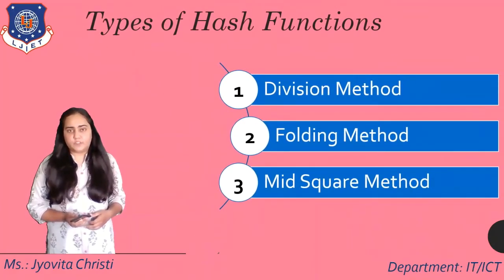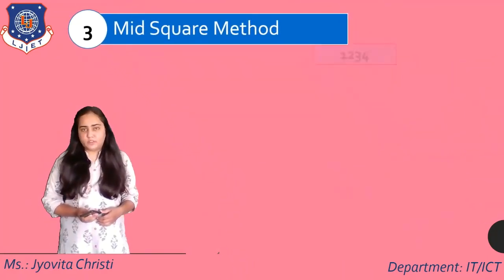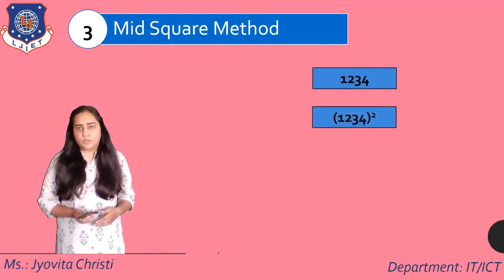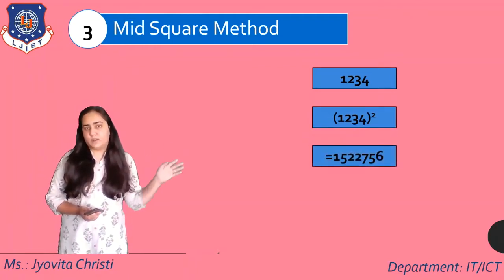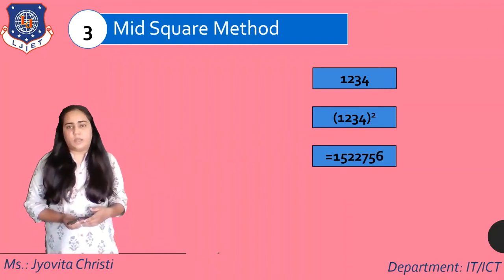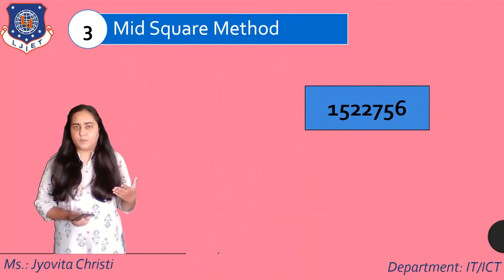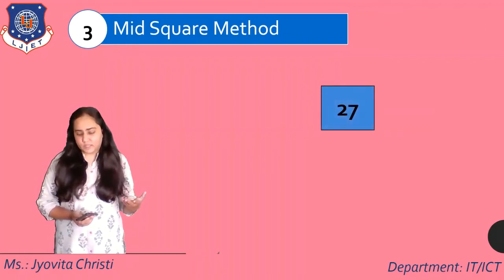The third type of hash function is known as the Midsquare method. Now the Midsquare method is something like this. If you have a key 1, 2, 3, 4, then you are going to first of all square it. So we take the square of 1, 2, 3, 4, which gives me a really large number. And once I get this number, what I'm going to do is take the middle portion of it. So for example, in this case, I am taking 27.